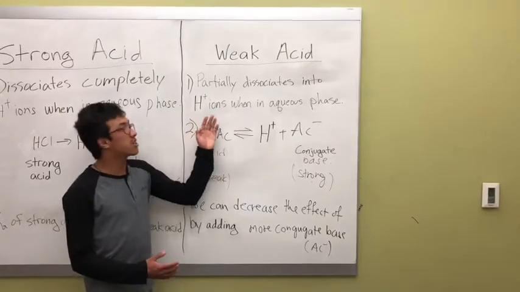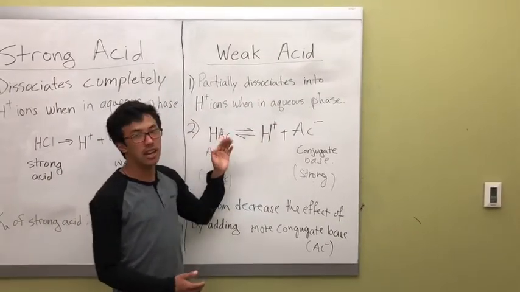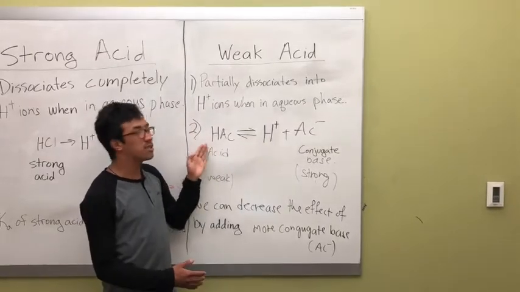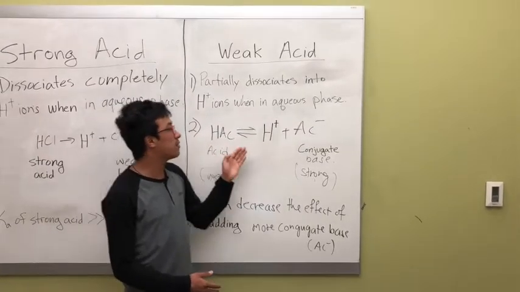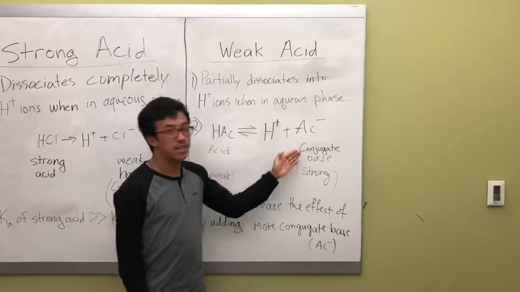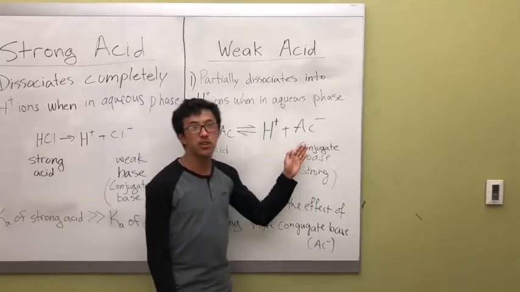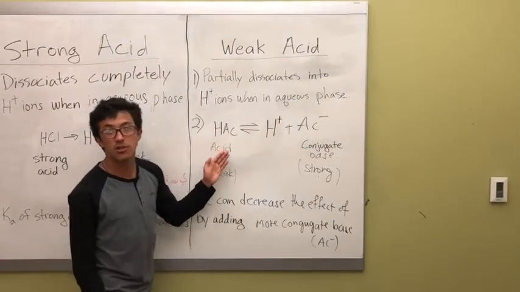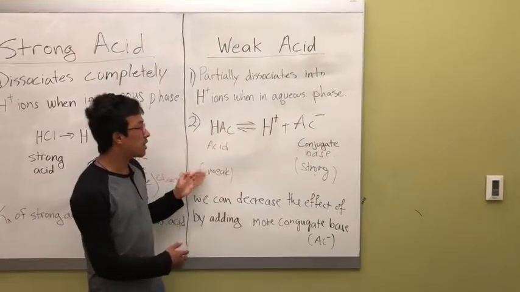A weak acid partially dissociates into hydrogen ions when it is in the aqueous phase. For example, when we dissolve acetic acid in solution, it gives us hydrogen ions and acetate. Here, acetate is a conjugate base, which is a strong conjugate base because the acetic acid we are dissolving is a weak acid.